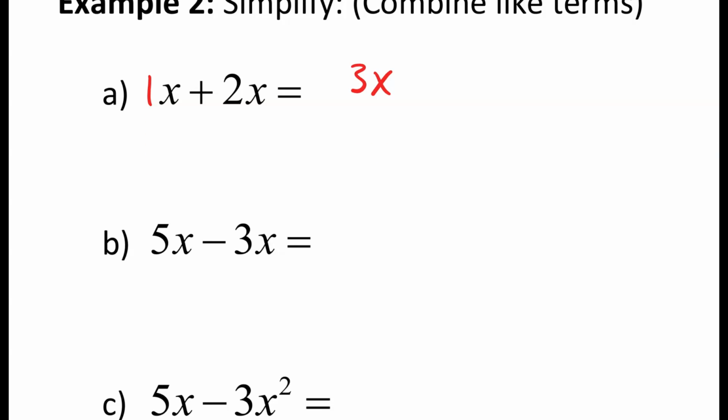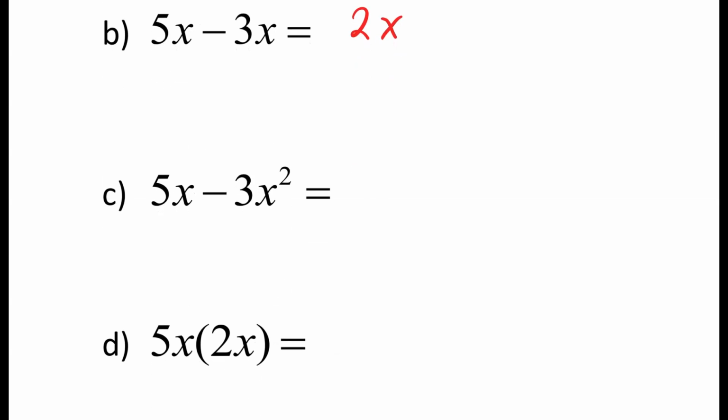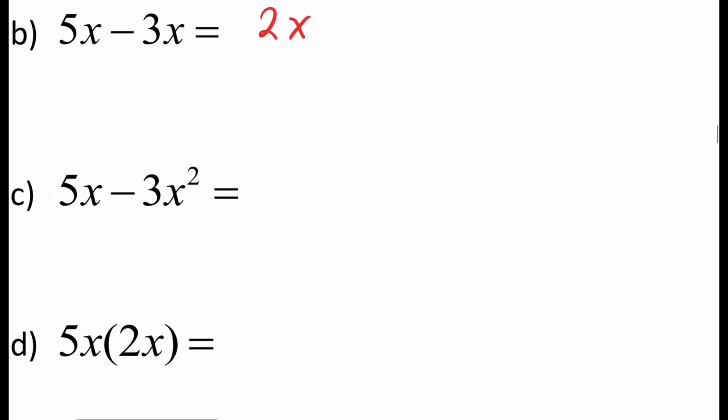If we had 5x subtract 3x, now our variables are the same, exponents are the same, so we can combine these. We'd go with 5 subtract 3, so you're looking at 2x. For C, we have 5x subtract 3x squared. Now, our variables are the same, but because there's a different exponent on the x for the negative 3x squared, we cannot combine these because they are not like terms. So what we would put down is cannot combine, no like terms.